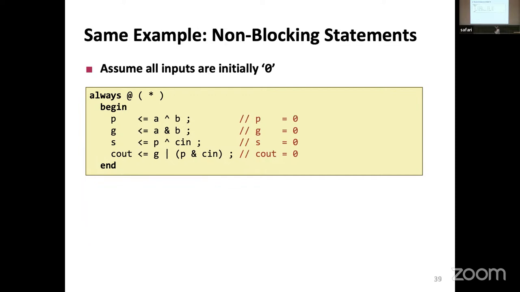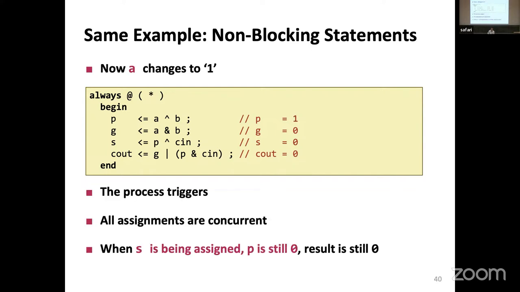So, same example, I just changed the assignment types. And now I'm looking through, and you say, oh my God, Frank, look, S is zero, you completely moron, everything is bad. The process triggers, all assignments are concurrent, so I make all of them at the very end, and when S is being assigned, P is still zero, so the result is still zero. Horrible. We are dead. No, we are not.